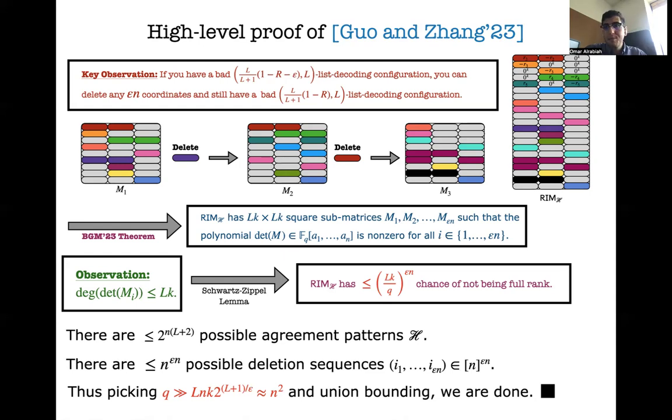Now the reason why I get n squared is because there are a lot of deletion sequences that you get. Now, if there's a way you can reduce this number of deletion sequences, then you can bring the field size q down to a much smaller number. And the main contribution of our work is actually getting this number of possible sequences down.